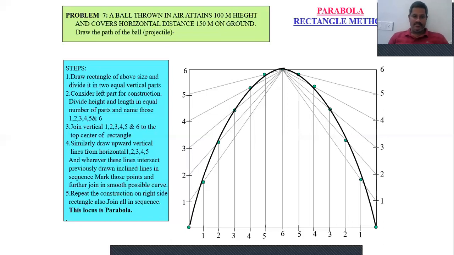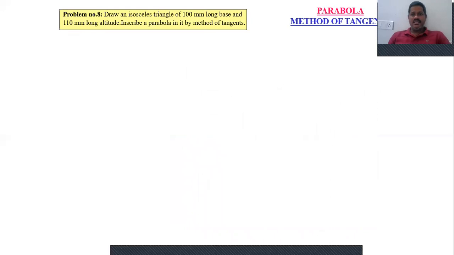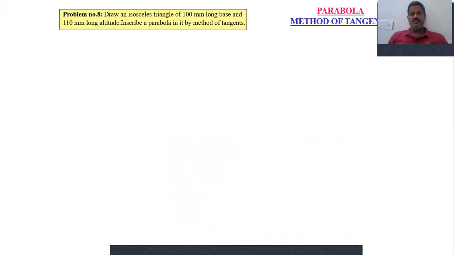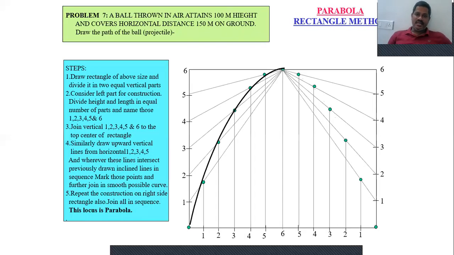Parabola in rectangle method. Now let us see the other method, that is the parabola in tangent method. This method is only known as the rectangle method, whereas for the tangent method, I will explain it in this problem. Draw an isosceles triangle of 100 mm long base and 110 mm long altitude, and inscribe a parabola in it by the method of tangents. Please make a correction: this method we are not going to call the tangent method, because here we have not used any tangents.